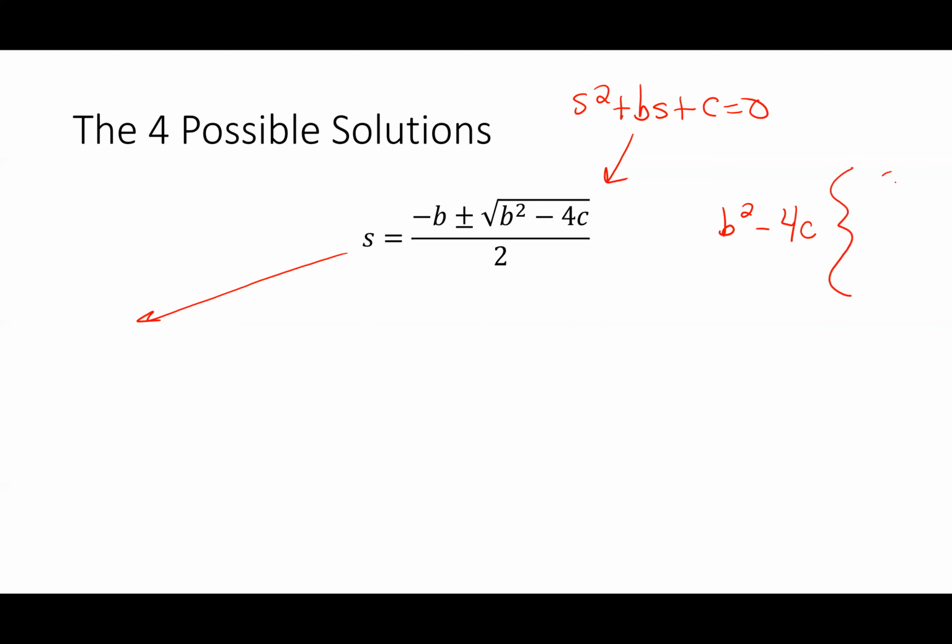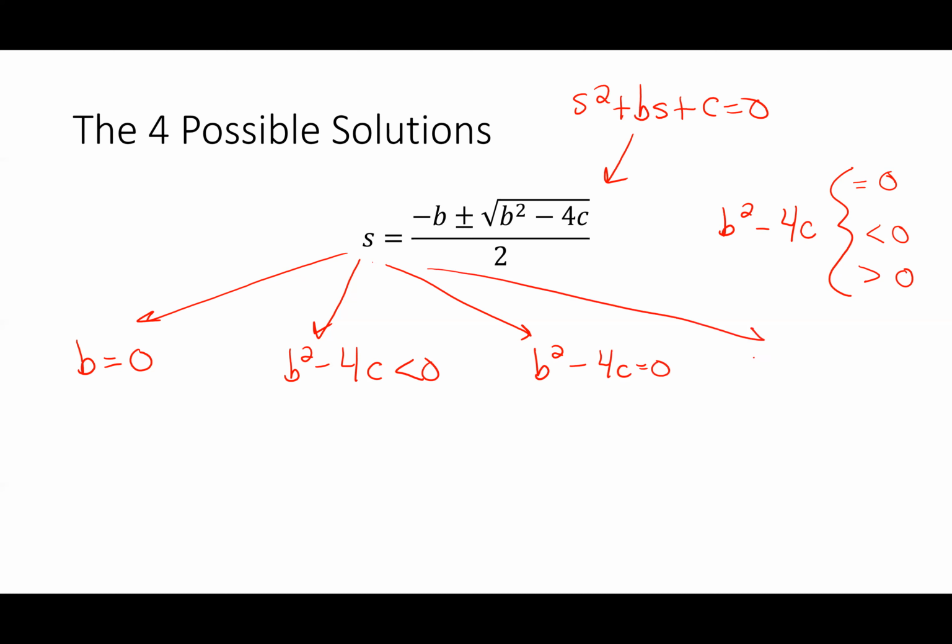That could be 0. It could be less than 0. It could be greater than 0. And then there's another scenario. Not that s would be equal to 0, because if s was equal to 0, it would mean repeated roots. We'll deal with the b equal to 0 case in a special way. So b equal to 0, then we have b squared minus 4c less than 0. Or c equal to 0, and then b squared minus 4c greater than 0.